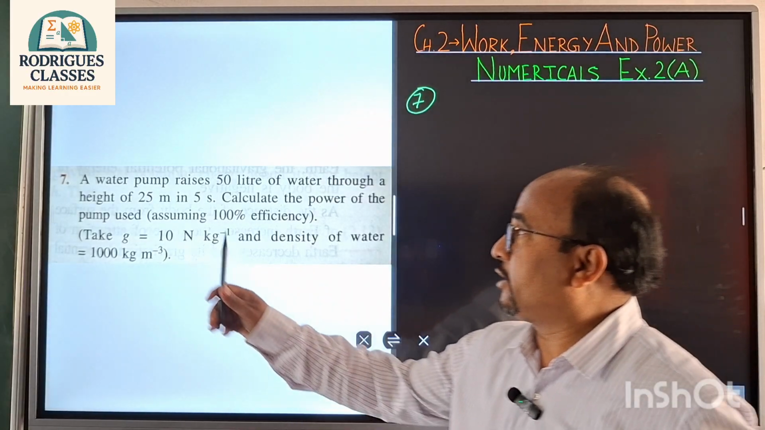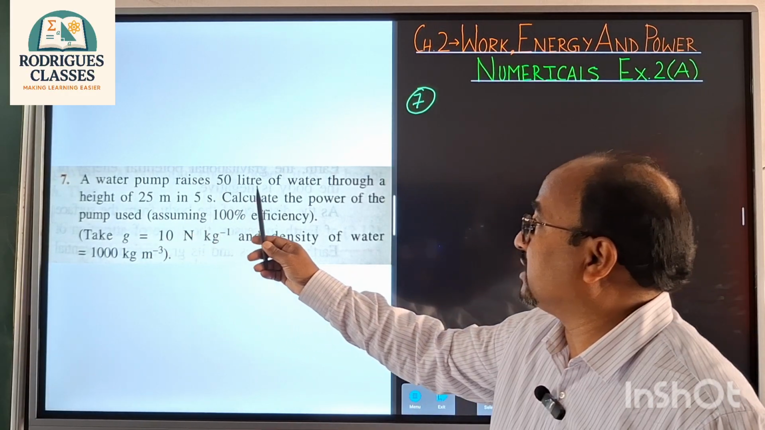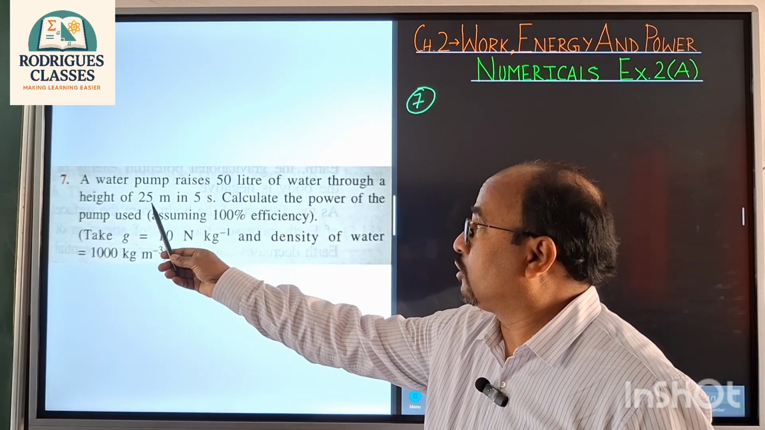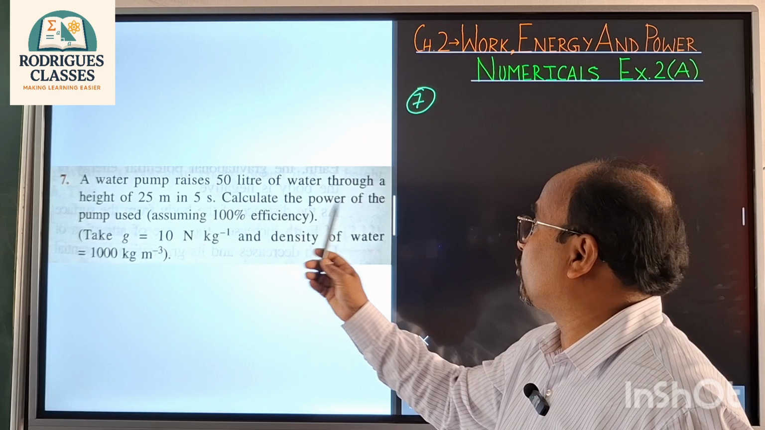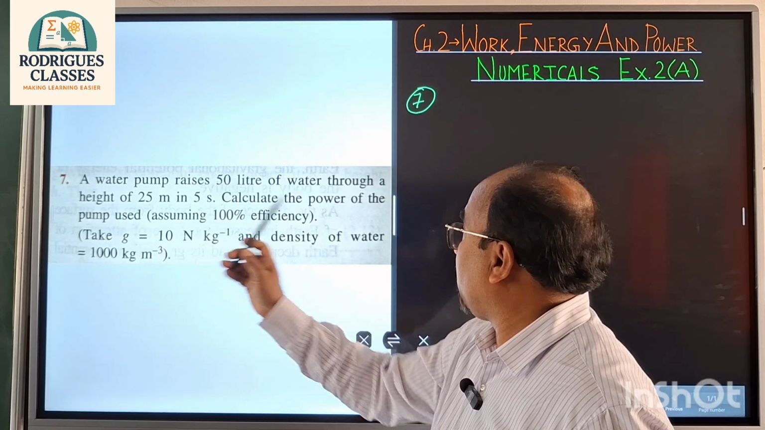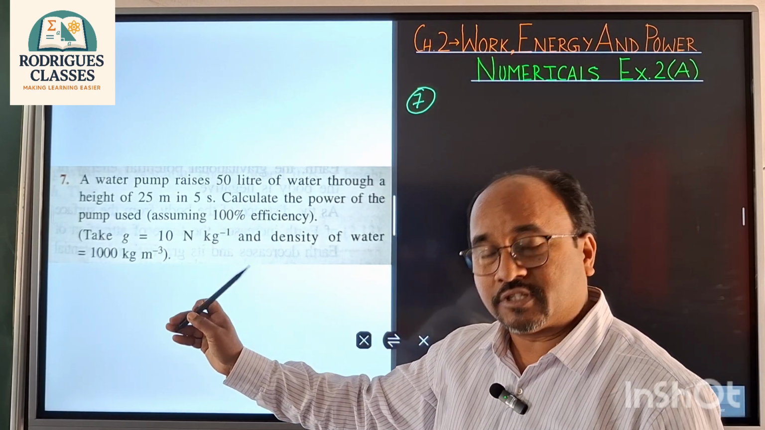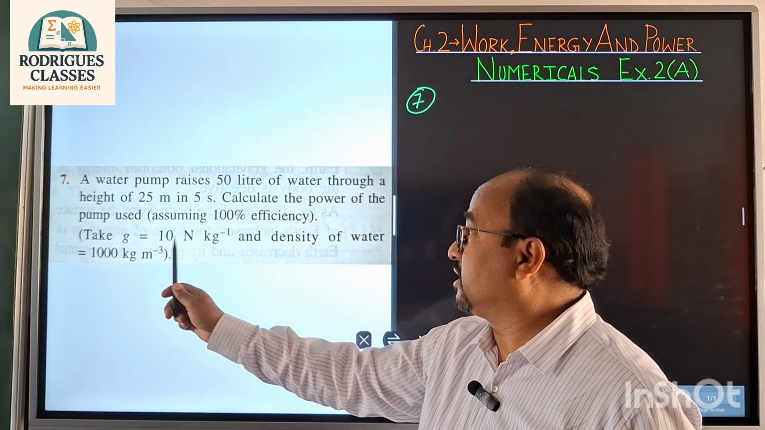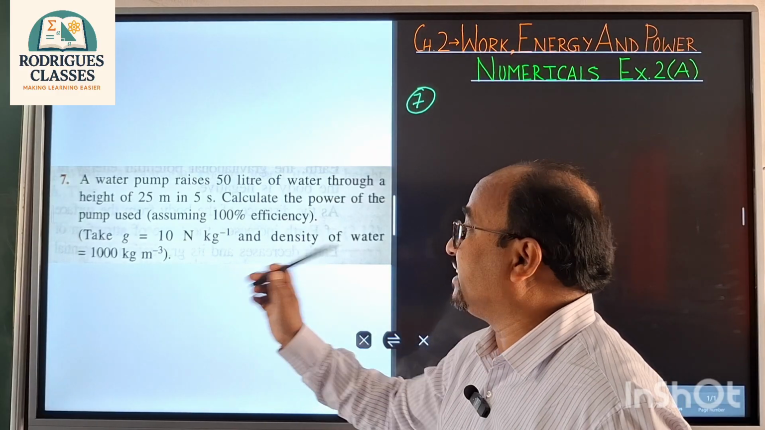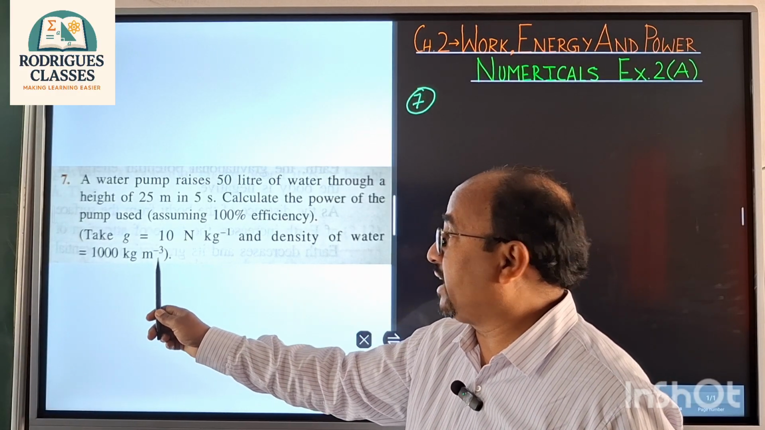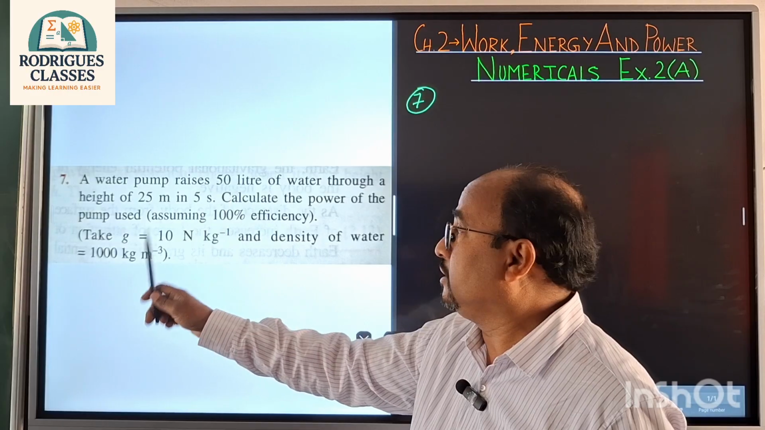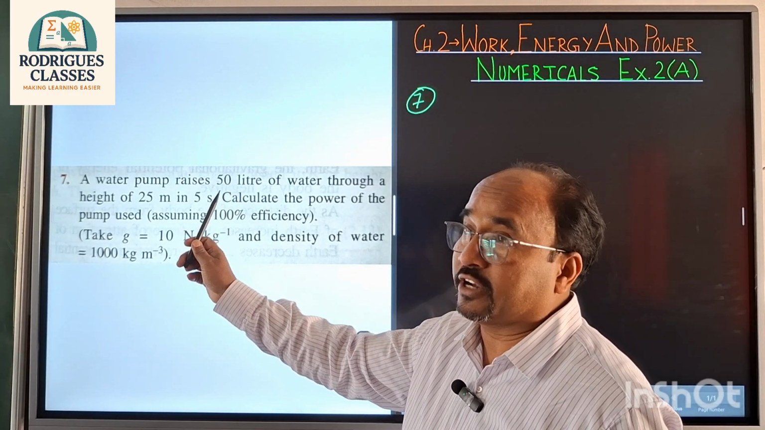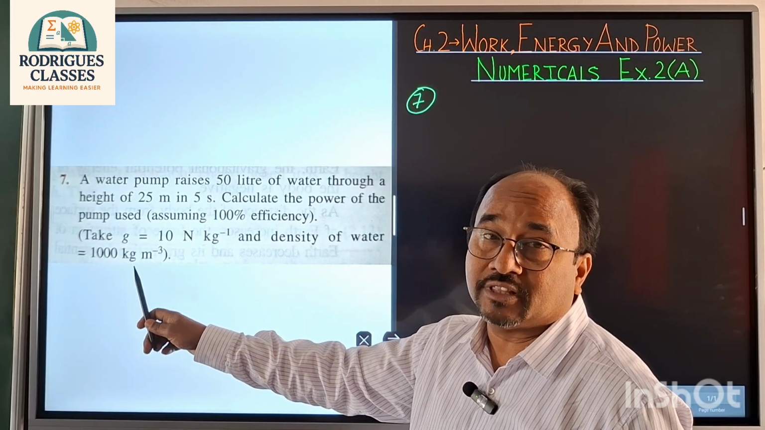Now let us take a look at numerical number 7. A water pump raises 50 liter of water. Volume is given. Through a height of 25 meter in 5 seconds, calculate the power of the pump used. Efficiency is 100%, so simply we need to find the power. The information given here is g to be taken as 10 Newton per kg. Density of water is given as 1000 kg per meter cube. So this volume is in liter, and the density unit has the volume unit as meter cube. So we need to convert it into meter cube and then find the mass using this density.